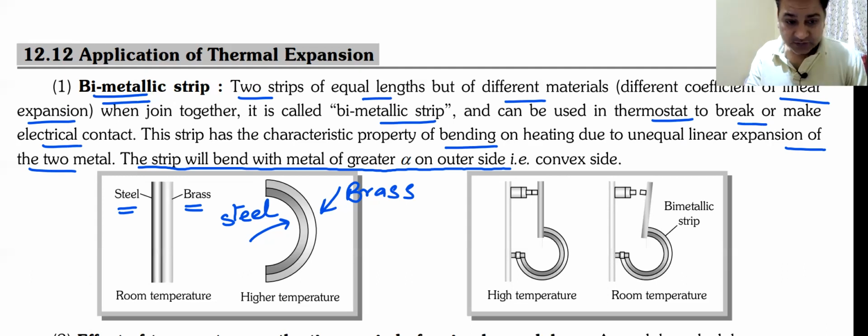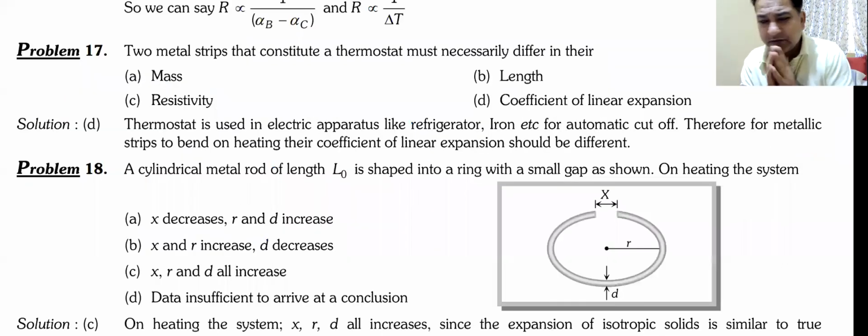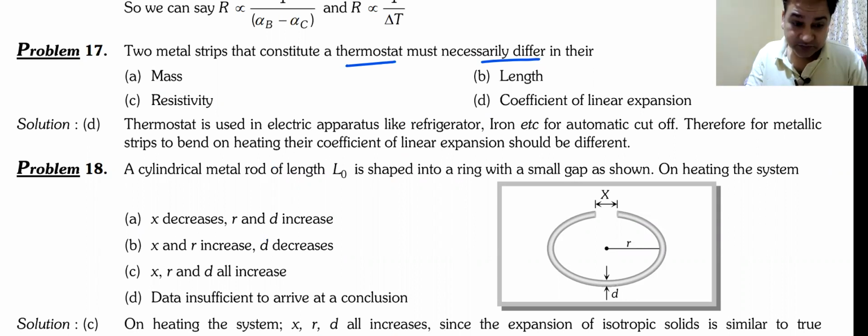I hope you've written this. Then let us solve this question. Such questions have come before in an IIT, so they can come again. This is a simple theoretical question, from way back when the IITs were very difficult. It can be repeated in JEE Mains. Two metal strips that consist of a thermostat must necessarily differ in their what? Coefficient of linear expansion. And they must be the same in their length.